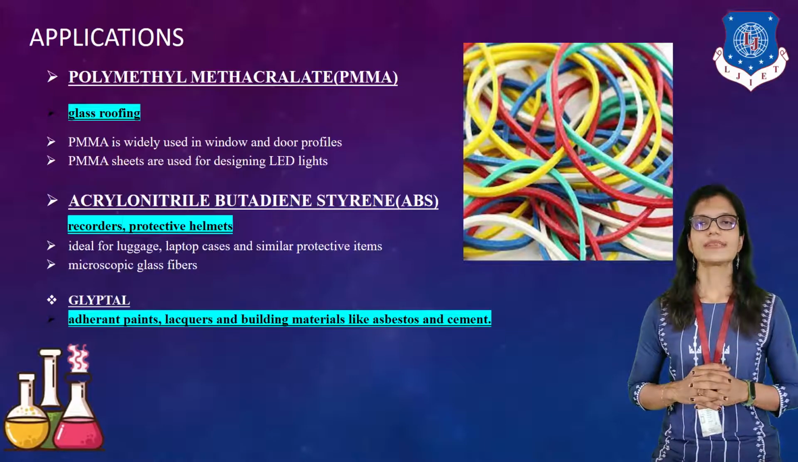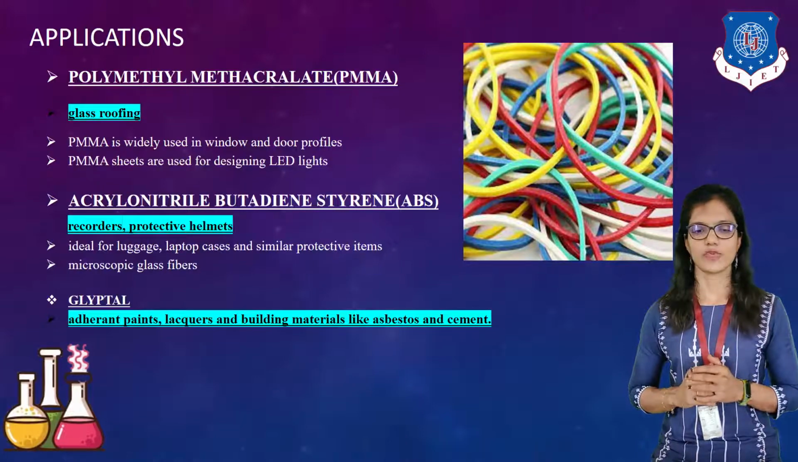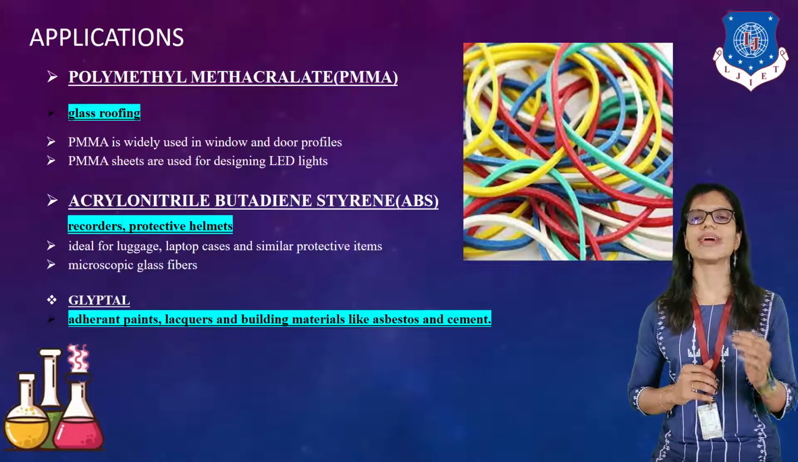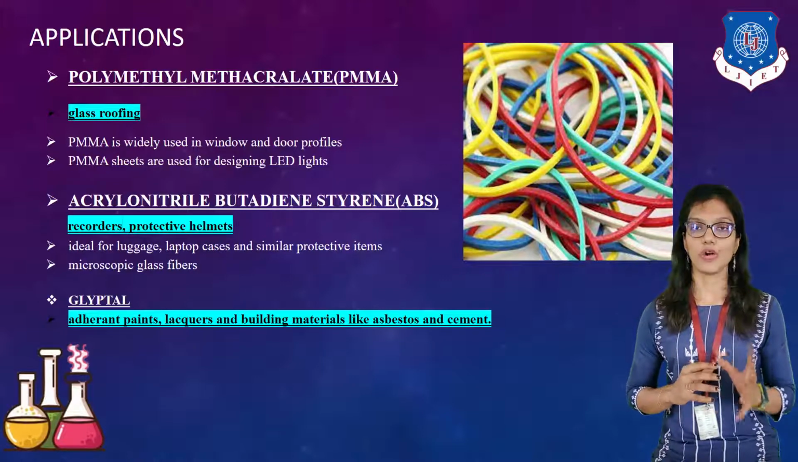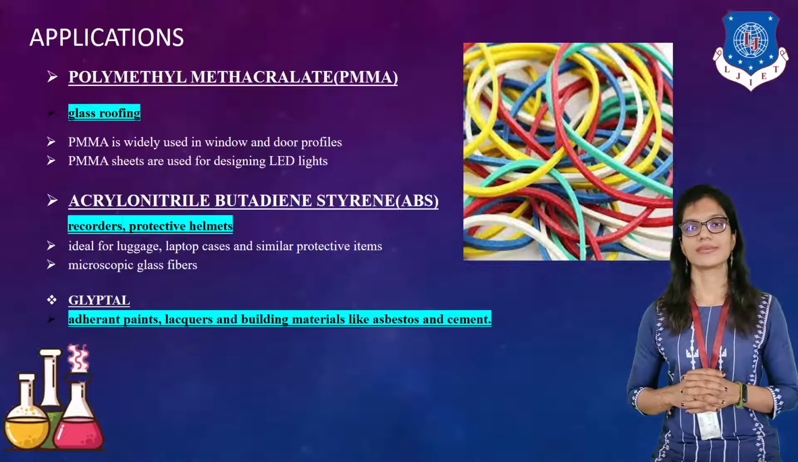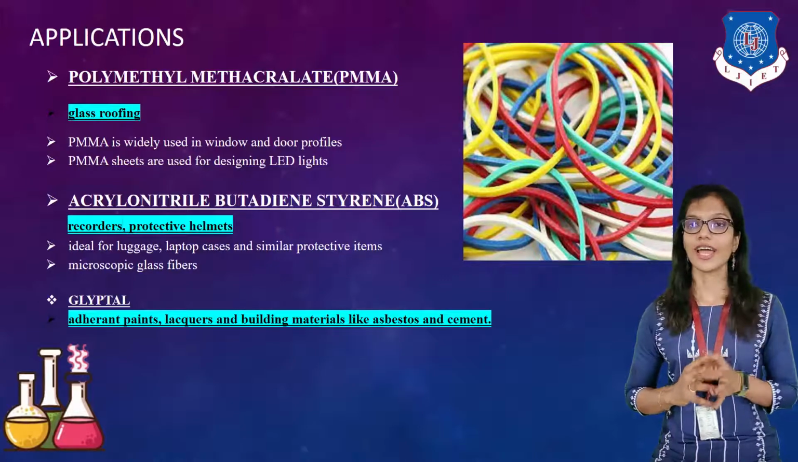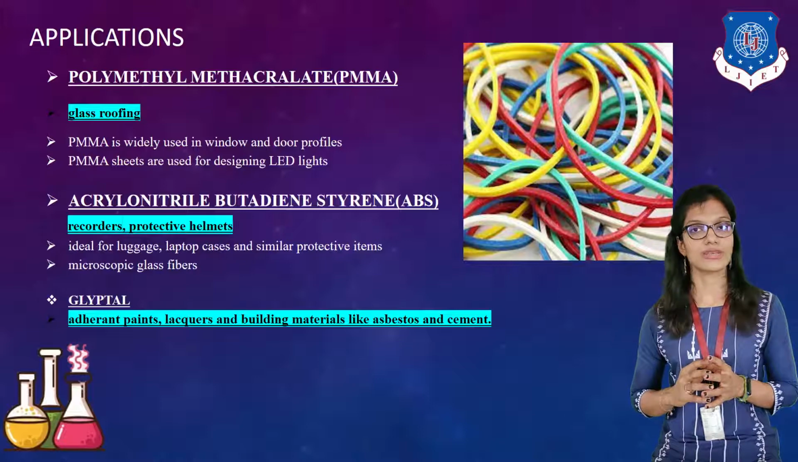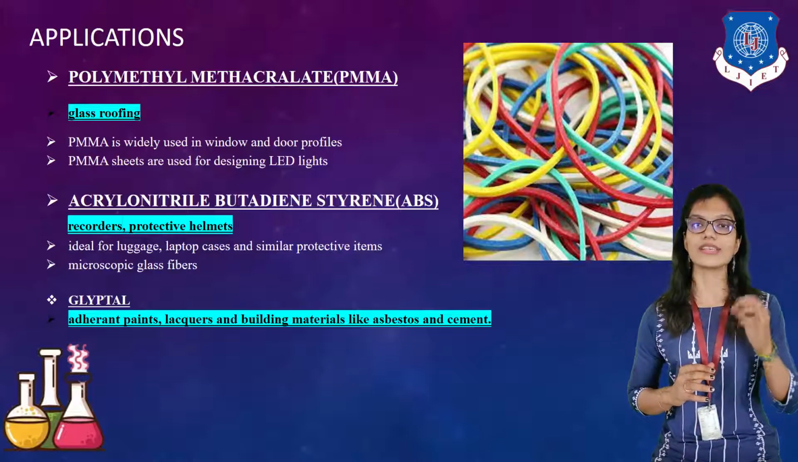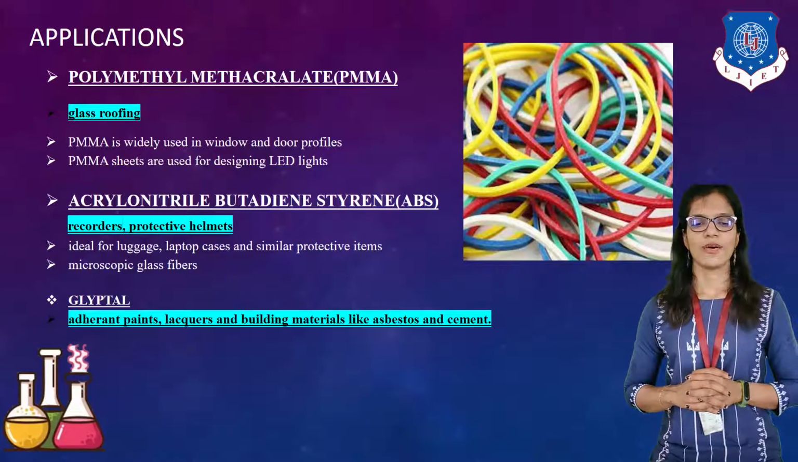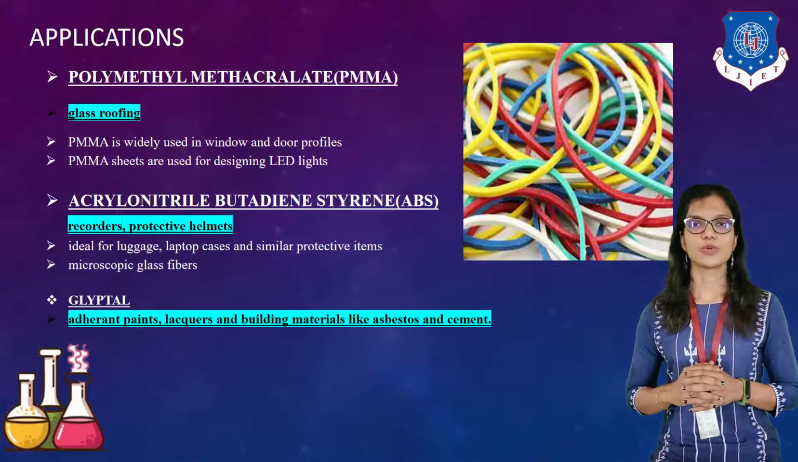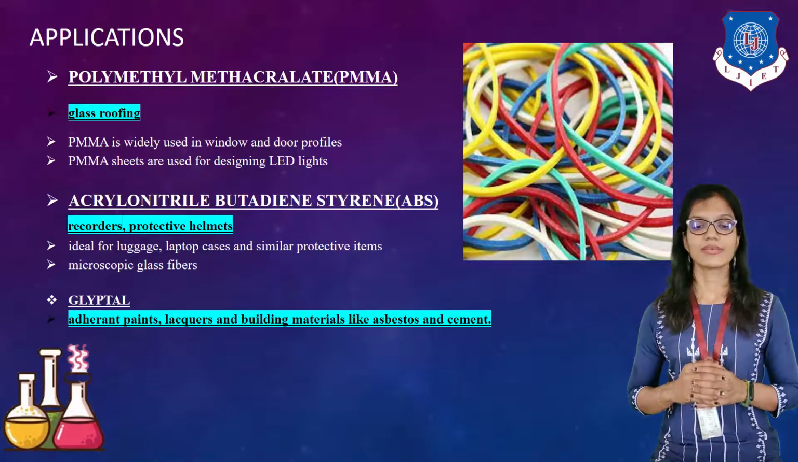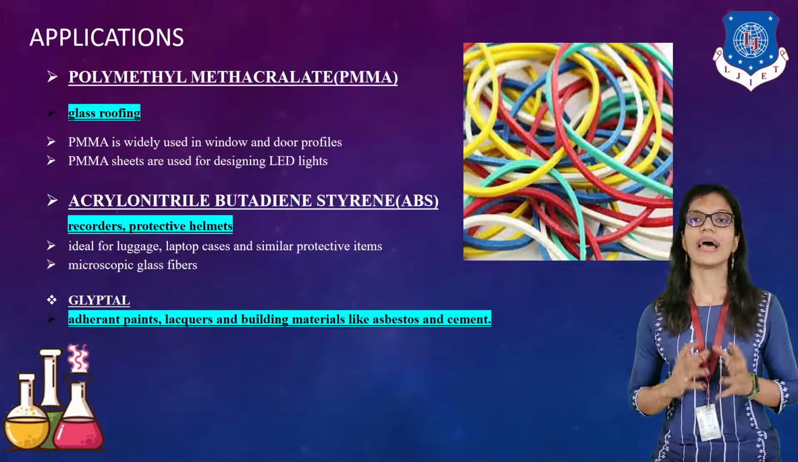Okay. Next type is ABS. ABS stands for acrylonitrile butadiene styrene. This ABS is widely used in recorders, in protective helmets. They are very ideal for luggage, for laptop cases and similar protective items. They are used in manufacturing of microscopic glass fibers also. Okay. Last but not the least is Gliptil. Gliptil is used in adherent paints, in lacquers, in building materials like asbestos and cement.